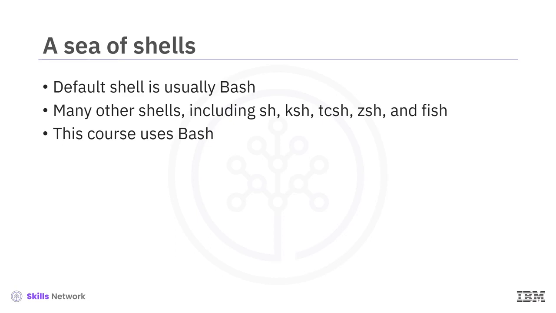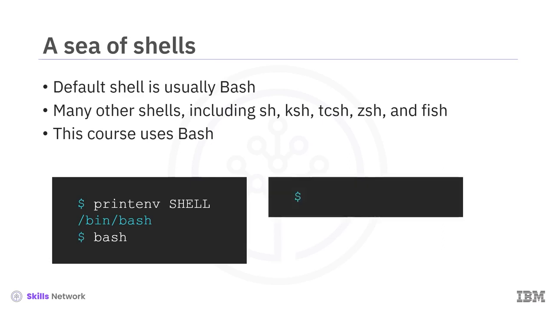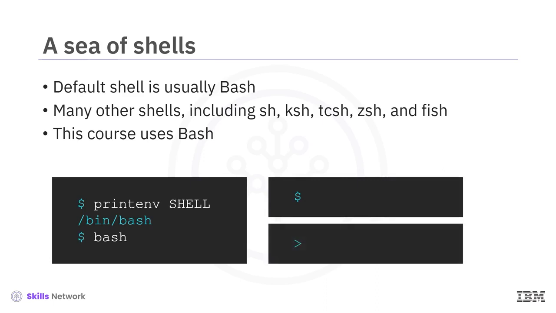To find out what the default is, enter printenv SHELL on the command line. This returns the path to the default shell program, which in this case is Bash. If your default shell is not Bash, you can always switch to it simply by entering bash on the command line. We will use the $ sign to represent the command prompt throughout this course. Outside of this course, you may encounter the greater than symbol being used for the same purpose.